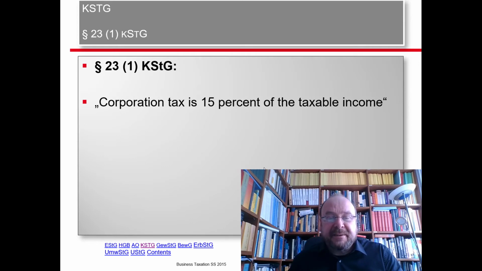And here you see it. It is very, very simple. The corporation tax is always 15% of the taxable income. So no progression, no brackets with different tariff zones, all these complicated things which you know from the income tax tariff are completely neglected. They don't exist in the field of corporation tax. Here, everything is just a proportional 15% of whatever the taxable income might be.